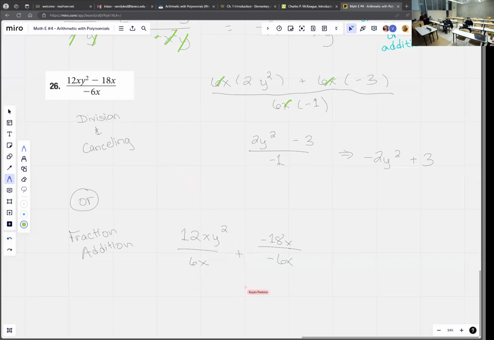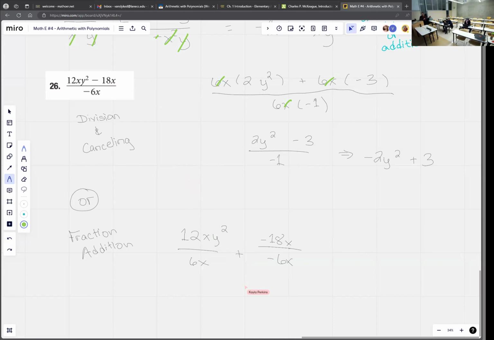So I just did the opposite of that, and that's what messed up my positive 3x at the end, because I kept it -18 over -6. But then when I divided them, I forgot to divide -18 by 6. Okay. I honestly did it different in both these ways, still got it right.